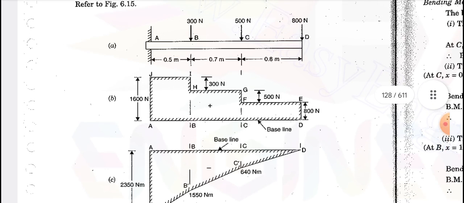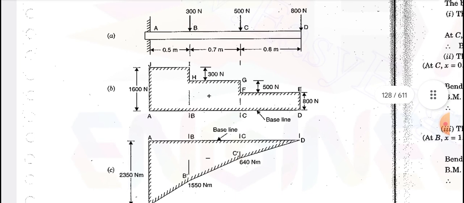Now go for the bending moment drawing. The bending moment is nothing but force into perpendicular distance, that is a moment. Moment you already know, but this is force into perpendicular distance. At the point D there is a force of 800 newton, but there is no perpendicular distance for the moment at the point D. Therefore force into 0 is 0.